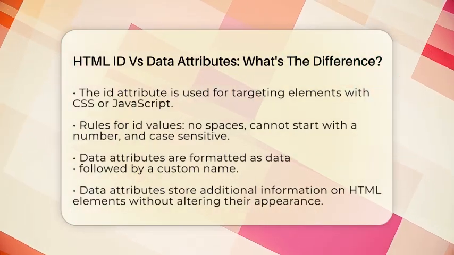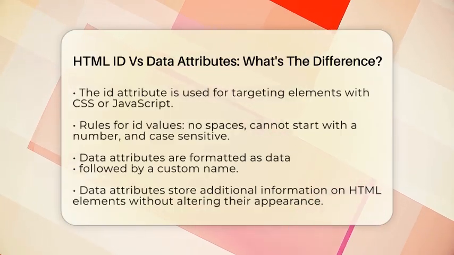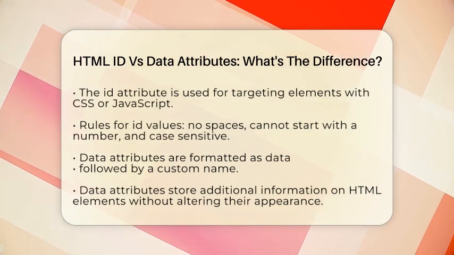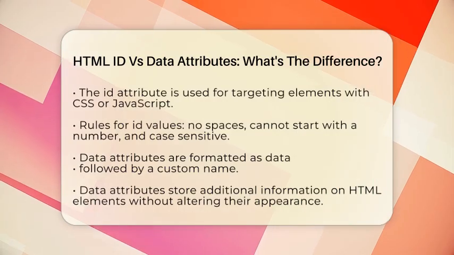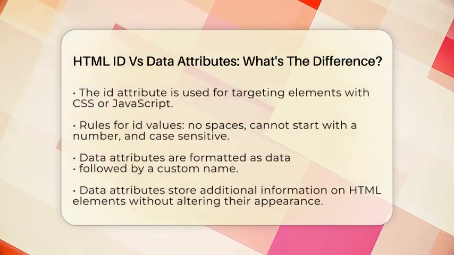Unlike the id attribute, data attributes do not need to be unique and can be used on multiple elements. They are especially useful for storing information that JavaScript can read and use later, such as settings or metadata that does not need to be visible on the page.